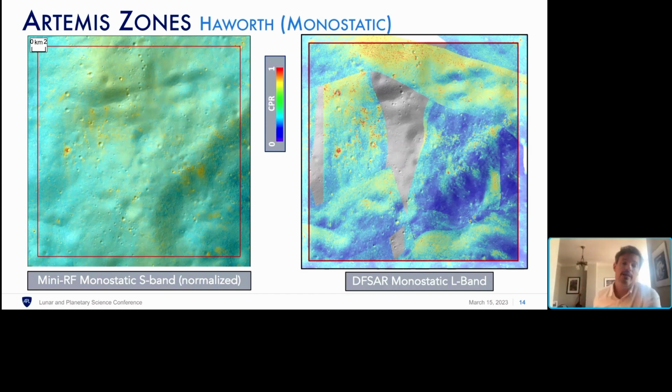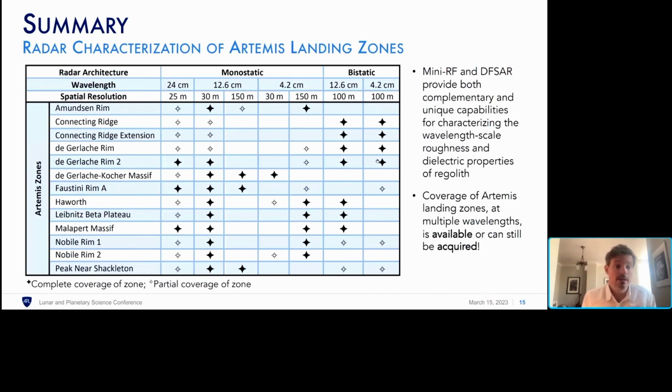On the final slide here, we'll provide a table, which is a summary of all the data that we have for the various sites. Sorry, the next slide. Yeah, here we go. It shows the 13 sites, the various wavelengths, and whether we have complete or partial coverage. Also bear in mind that for the final column, the bistatic 4.2 centimeter, we can still collect that data, and we'll continue to target the zones whenever we get an opportunity. So please, if you have any questions or interest, reach out to myself or anyone else on the MiniRF team. We would love to help you out and really use this data set to drive the science and landing site constraints. Thanks very much.